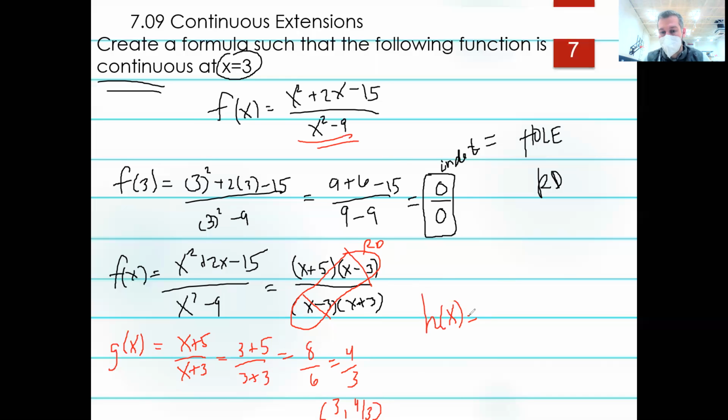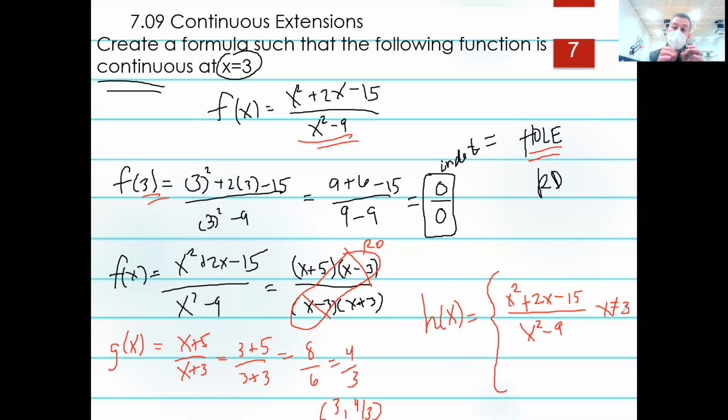Now this brand new function is going to be the following. It's going to be the same function. It's going to act the way that function does all of the time, except one time. There's one time where this function doesn't work and it gives us a hole. Remember, that was at 3. So we can use this function whenever x is not equal to 3.